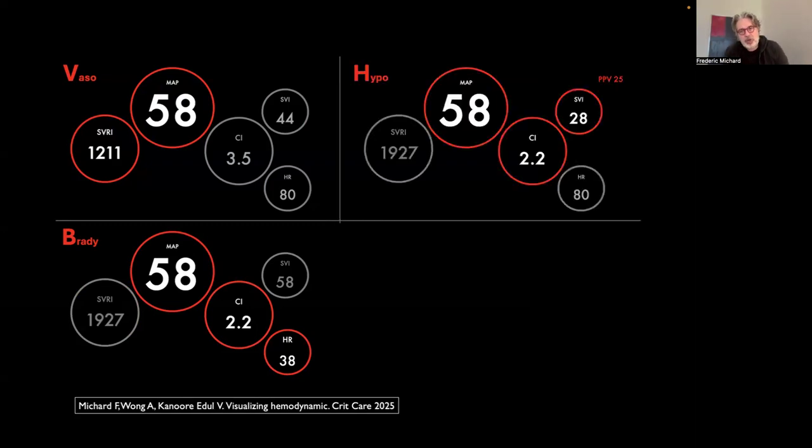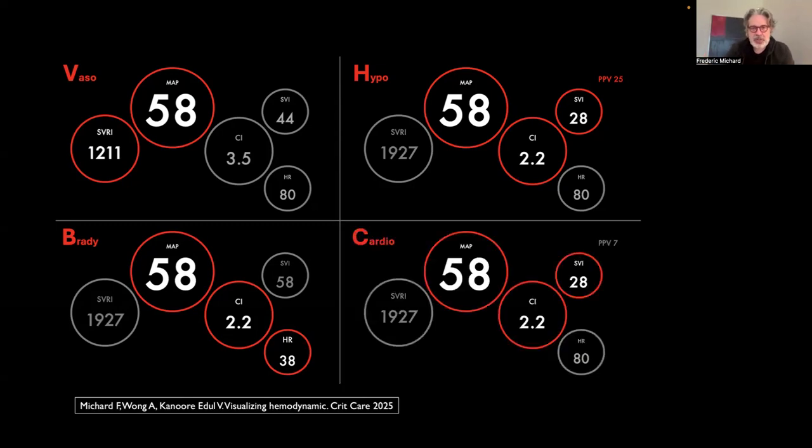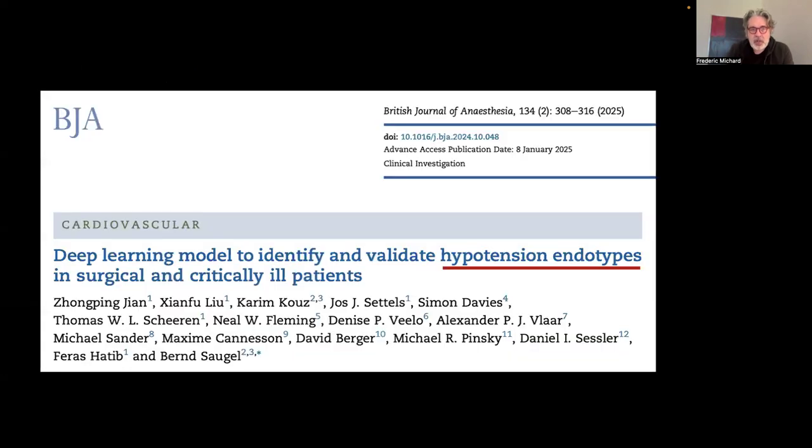Here we would have low blood flow, but related to low stroke volume in a fluid-responsive patient. So typically what we observe in hypovolemic patients. And here again, hypotension, low blood flow explained by low stroke volume in a fluid non-responder patient. So what we typically observe in patients with cardiac dysfunction. So these are the four main phenotypes or profiles we can observe in patients with systemic hypotension.